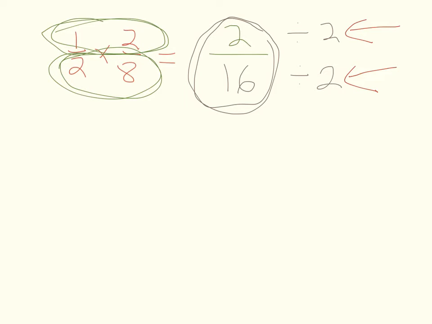All right, so 2 divided by 2 is 1, and 16 divided by 2 is 8. So 1/8 is this fraction that we are multiplying. That's the answer. All right, let's pause for a second and then we will try the next video.